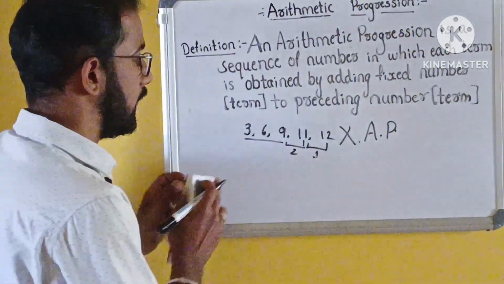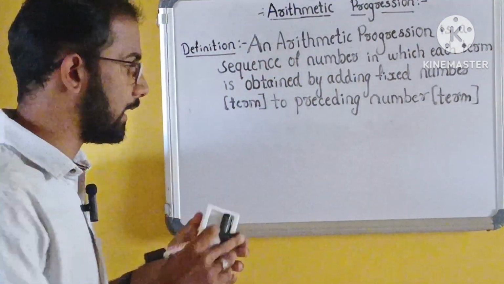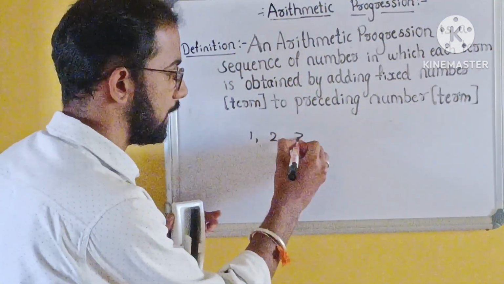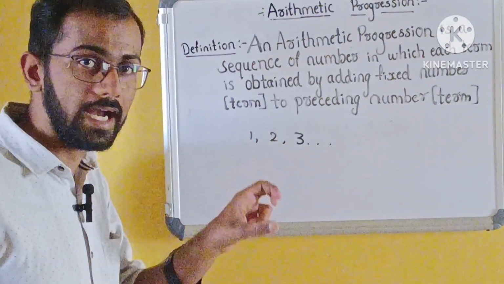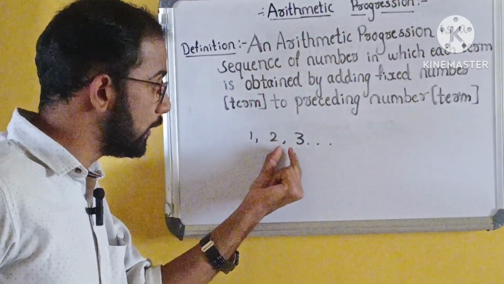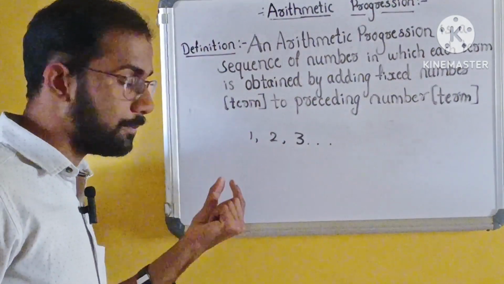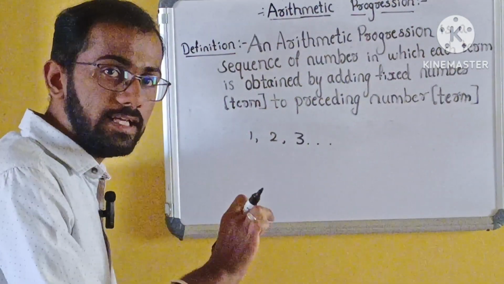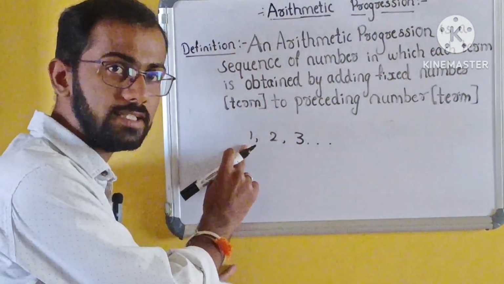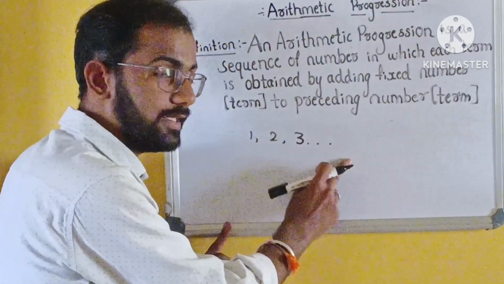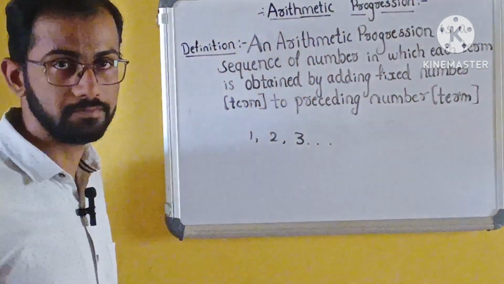So an arithmetic progression is a sequence of numbers in which each term is obtained by adding a fixed number to the preceding number. If we are adding a fixed number to the preceding number, then we get a sequence, and that sequence is known as an arithmetic progression.